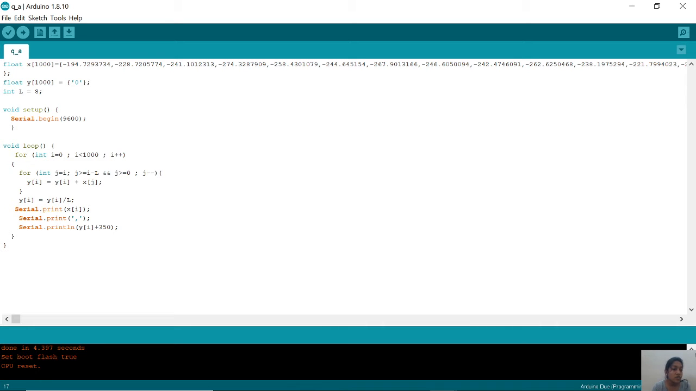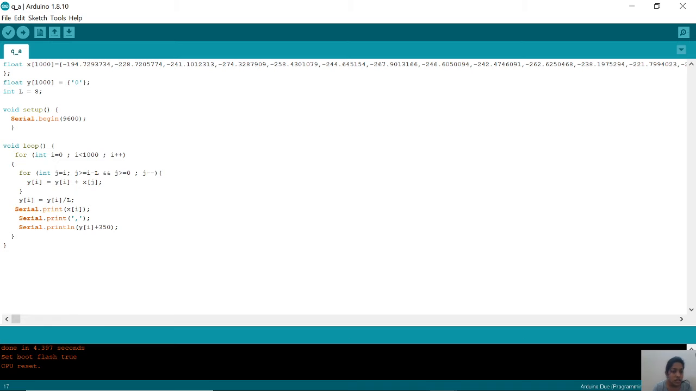Here y of i is the output signal, y of i equal to y of i plus x of j. x of j is the element we are taking in the inner loop. Every time the inner loop runs, we will be adding the value of x of j to it. After the completion of the inner loop, we will set y of i equal to y of i divided by L. This is the average which we are taking, where L is the window. After completion of the function, we will be printing the signal.